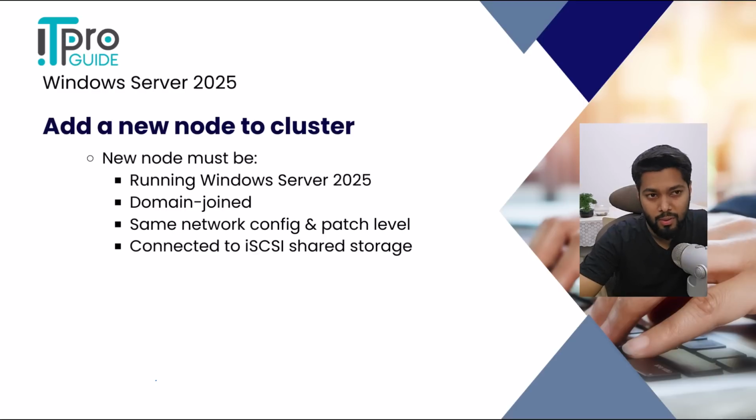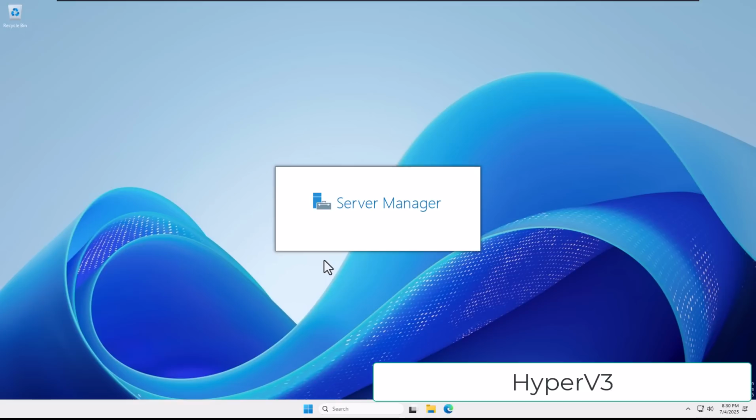The new node must be running Windows Server 2025, must be domain joined, and should also be on the same network. It's also recommended to have the same patch level. And you need access to the iSCSI shared storage, or whatever shared storage you're using. Whatever is connected to the other Hyper-V hosts in the failover cluster must be connected to the same one.